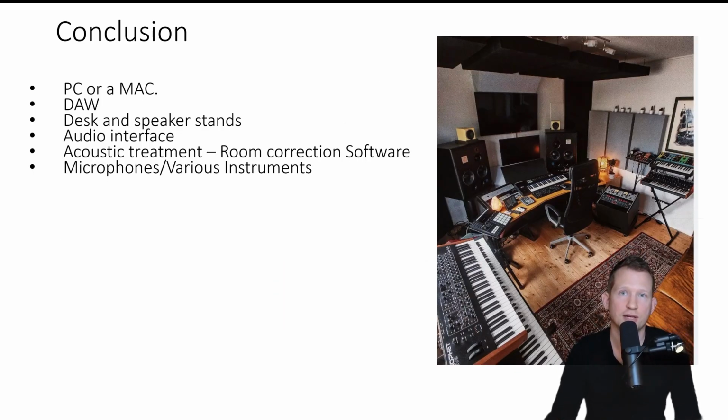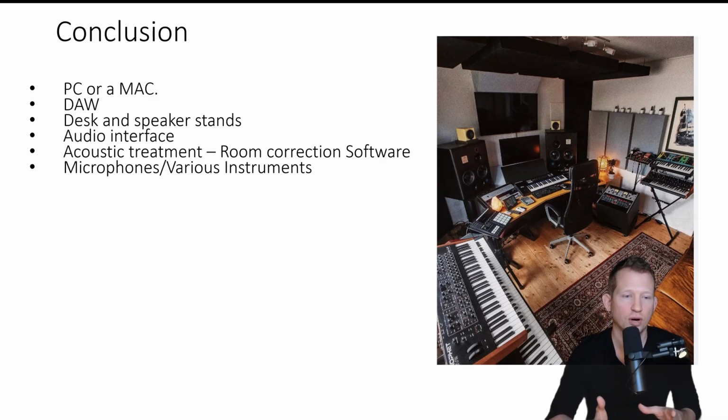Okay, so that was my presentation on what you need to put together a basic home studio. I hope it didn't take too long, but at the same time, I just wanted to make sure I was thorough with going through everything that I think you need to have an adequate home studio. Just to go through it again really quick, you'll need a computer. You'll need a digital audio workstation like Ableton or FL Studio or Logic. You'll need a desk and some speaker stands and some speakers. You'll need an audio interface. You'll need acoustic treatment to make sure that you have a good listening environment as well as a good recording environment. And you will need a microphone if you plan on recording some singing or some instruments.